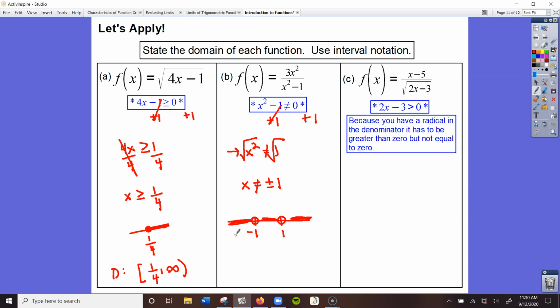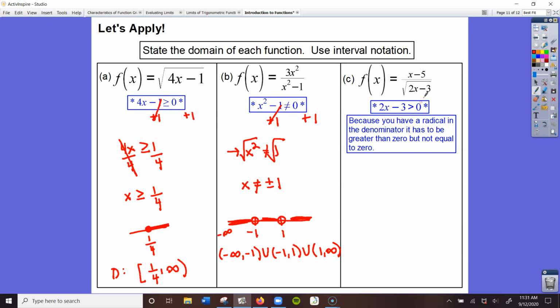This first part here, remember that the left side is -infinity. We're going to start with -infinity to -1. Since I have another section, remember you use the u. This middle section is from -1 to 1. And then this final section would be from 1 to infinity. And this would be my domain.